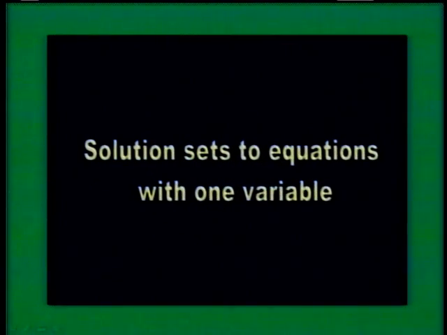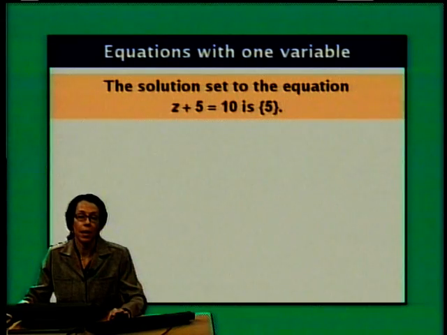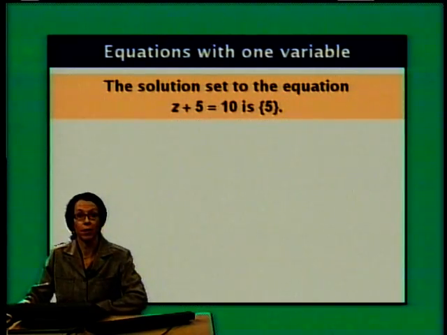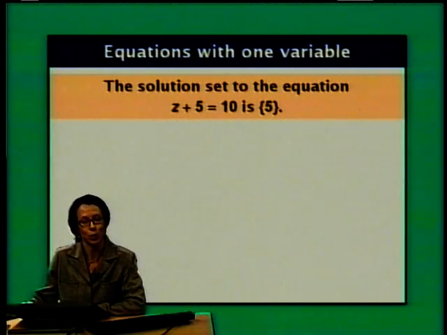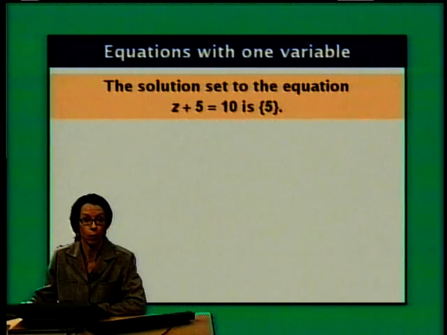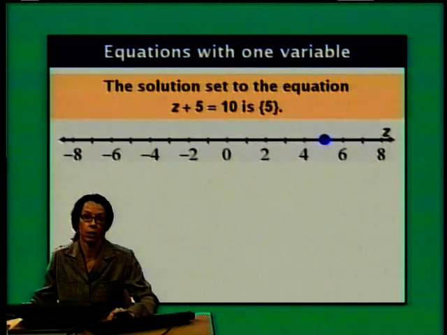So let's review solution sets to equations with one variable. Here's an equation with one variable, z plus 5 equals 10. The solution's quite obvious. The solution is 5, and we wrote that as the set containing 5. We were also able to give a picture of this solution. So here I have a z number line with 5 indicated as the solution.